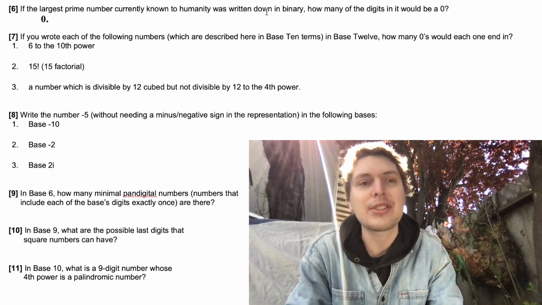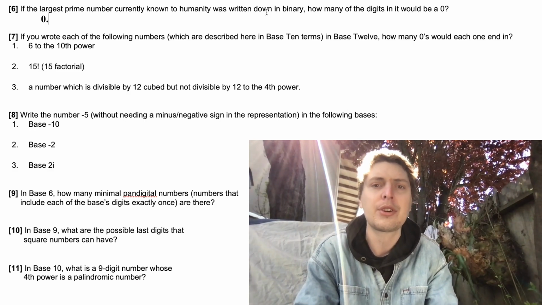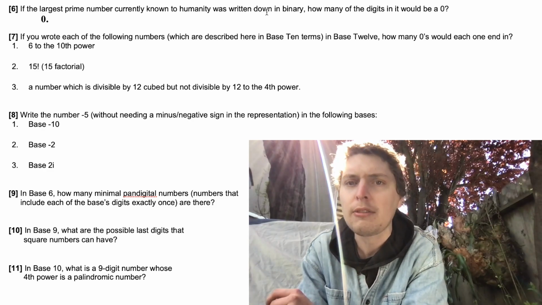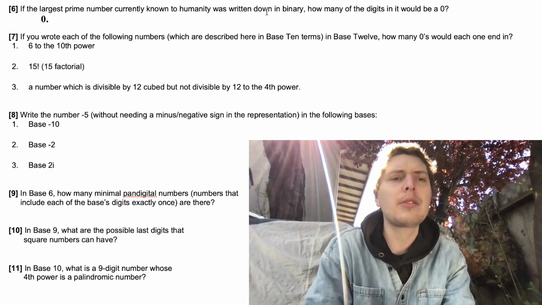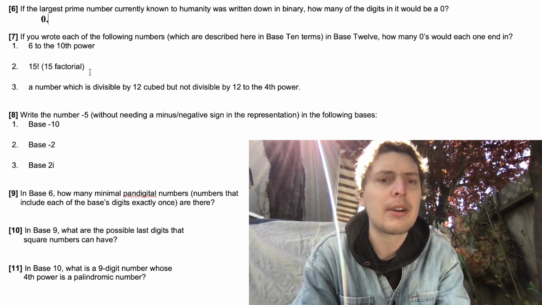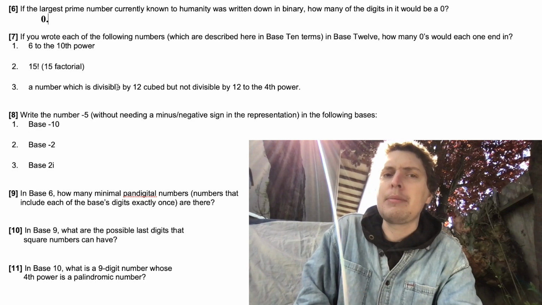Now our next question says, if we wrote each of these numbers, described here in our normal base 10 terms, in base 12, how many zeros would each end in? And we have first 6 to the 10th power and then some others. What does it mean to end in a 0 in base 12?